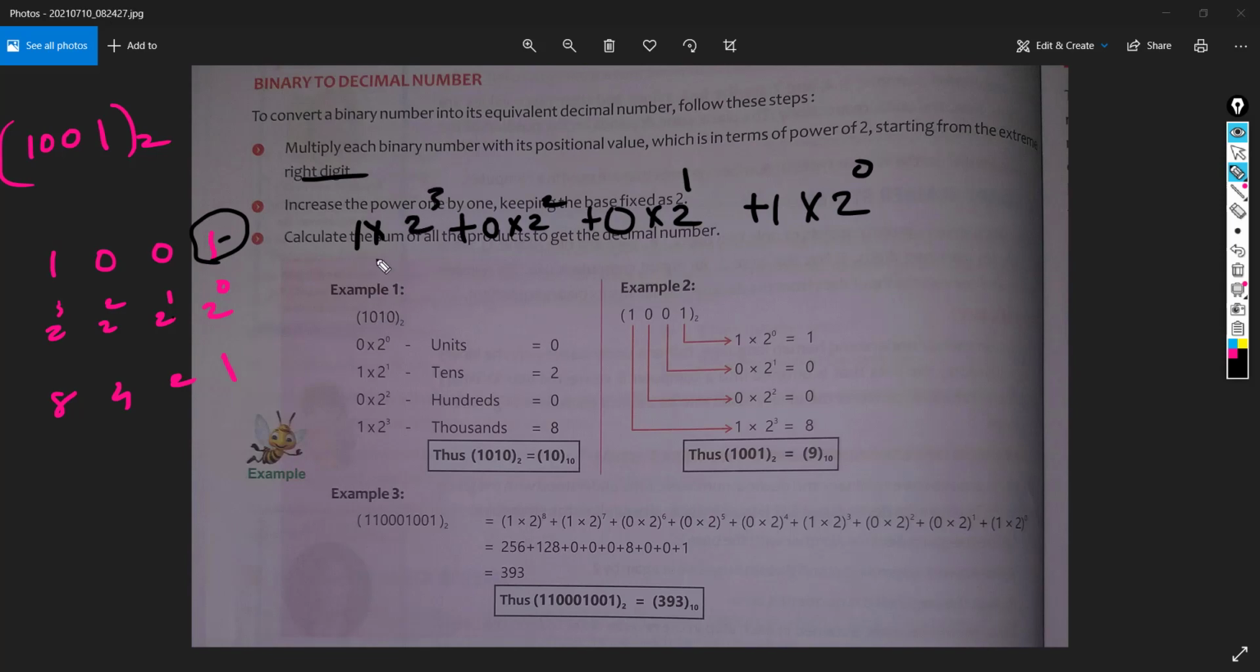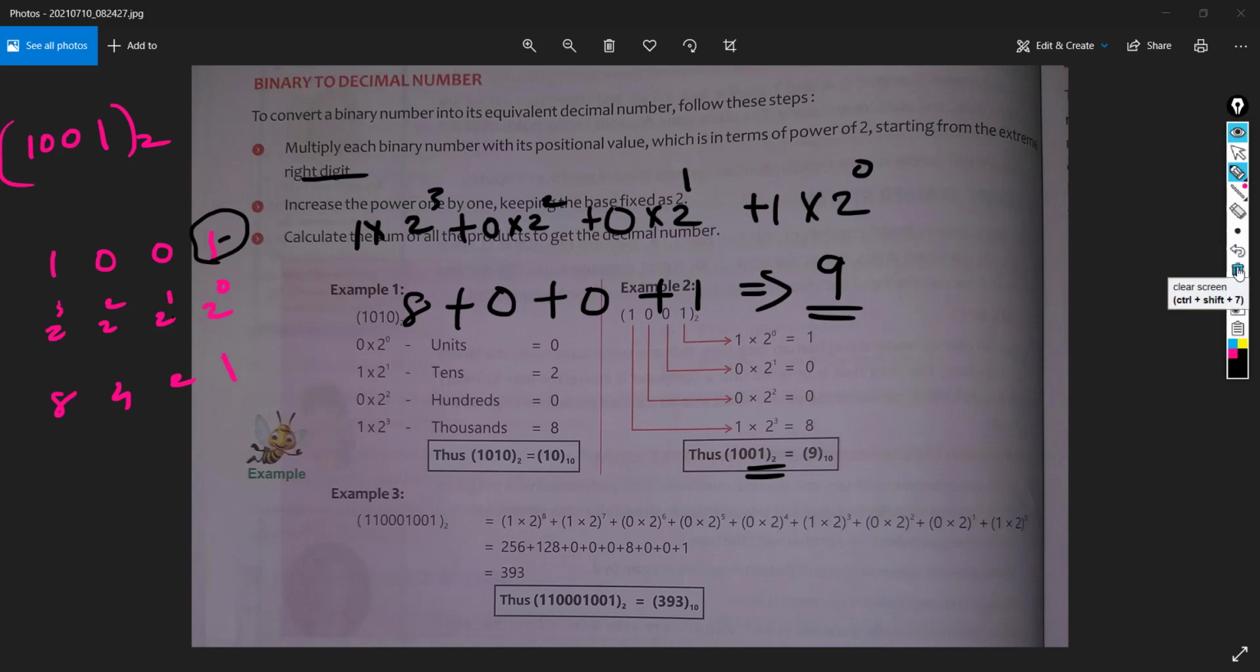So we will evaluate this. 2 raised to 3 is 8, so 8 into 1 is 8. Then 2 raised to 2 is 4, 4 into 0 is 0. Then 2 raised to 1 is 2, 2 into 0 is 0. Then 2 raised to 0 is 1, 1 into 1 is 1. So what is the corresponding decimal number? 8 plus 0 plus 0 plus 1, which is 9. So we got the same output. This is how we can convert binary into a decimal number.